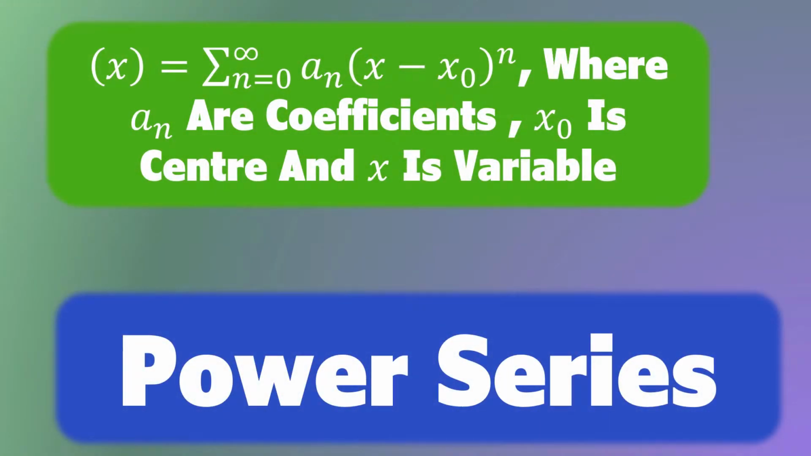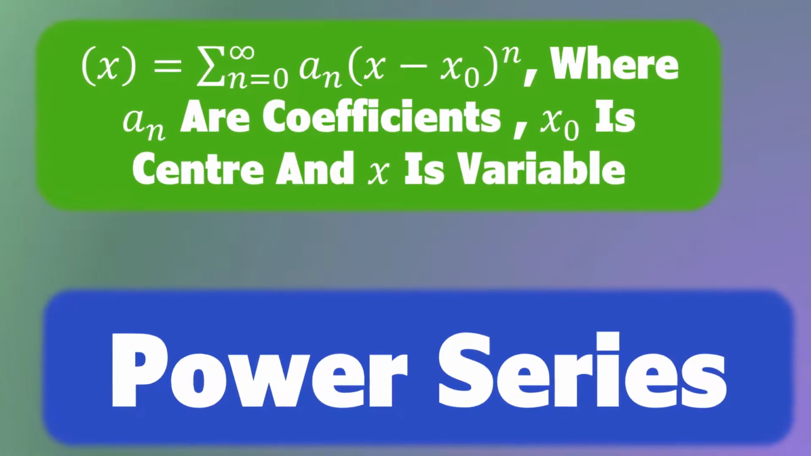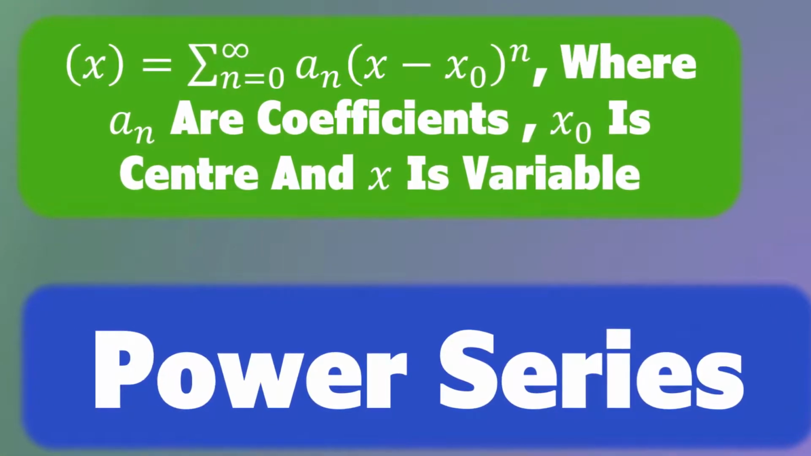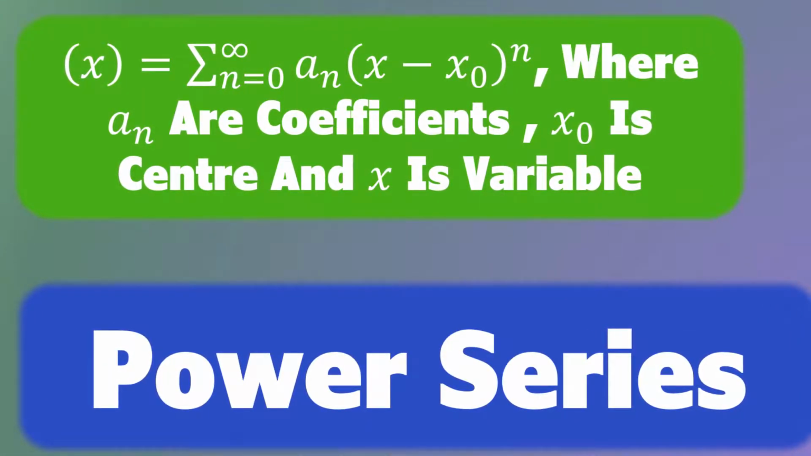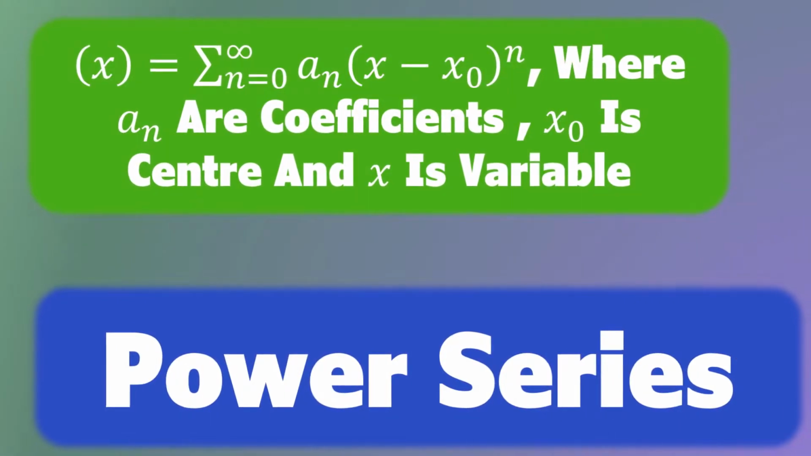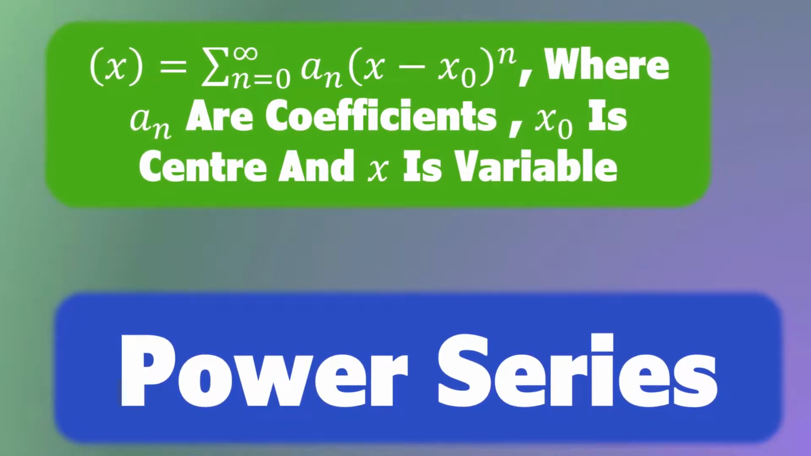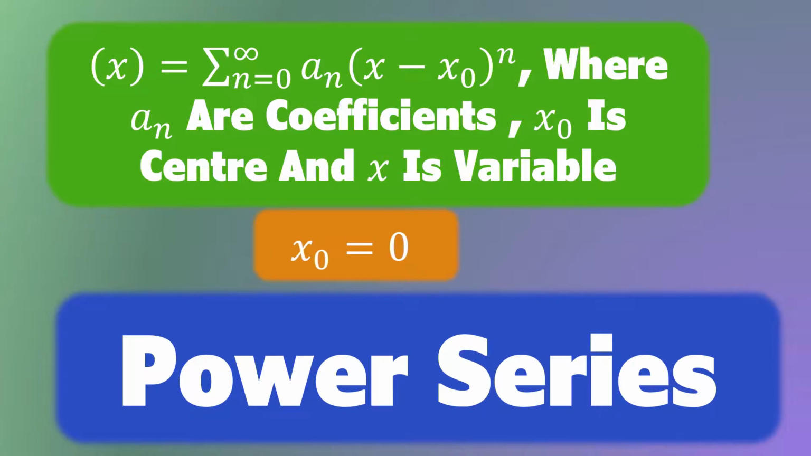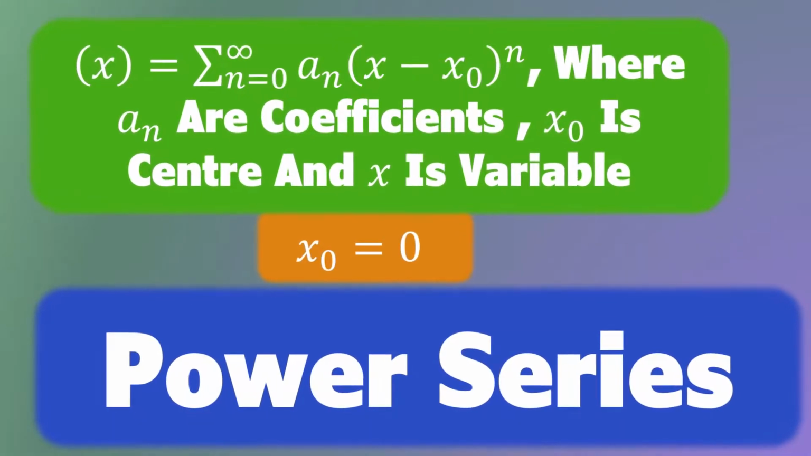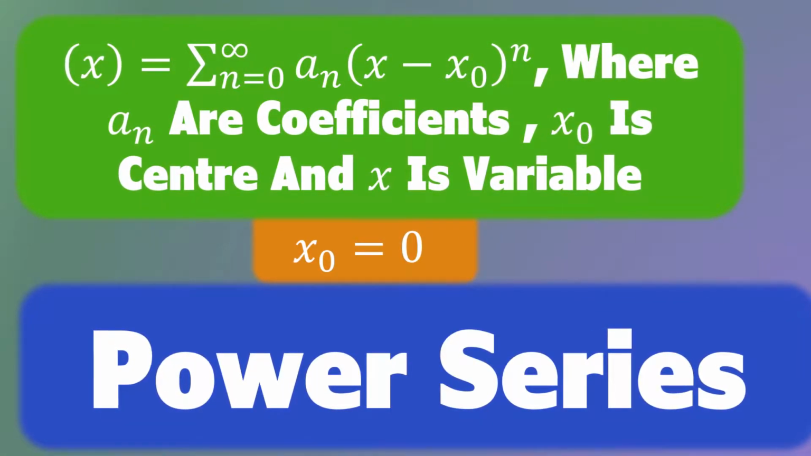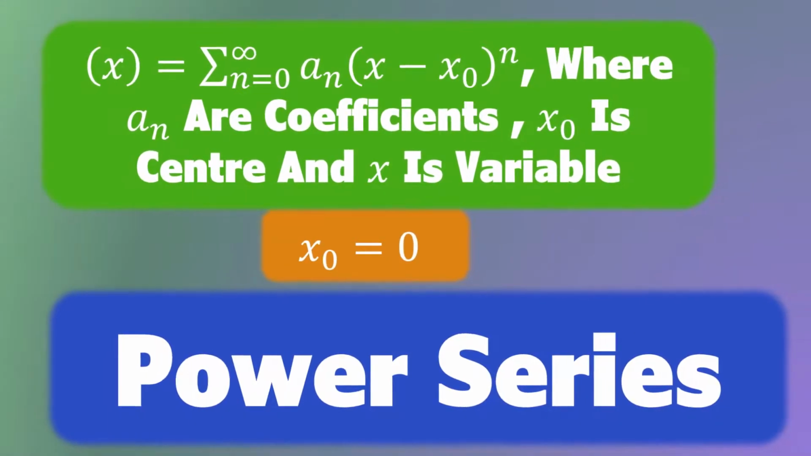First, a power series is an infinite series of this form here, where a sub n are the coefficients of the series, x0 is called the centre of the series, and x is a variable. From now on, we will take x0 to equal 0 because we can always treat x minus x0 as a new variable. Now, let's consider some remarks about power series.